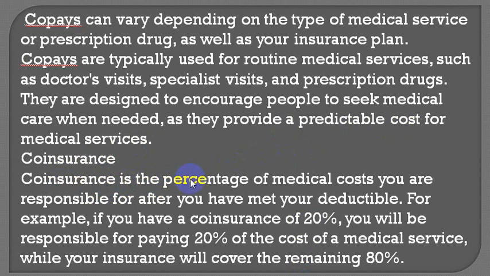Coinsurance is the percentage of medical costs you are responsible for after you have met your deductible. For example, if you have a coinsurance of 20%, you will be responsible for paying 20% of the cost of a medical service, while your insurance will cover the remaining 80%.